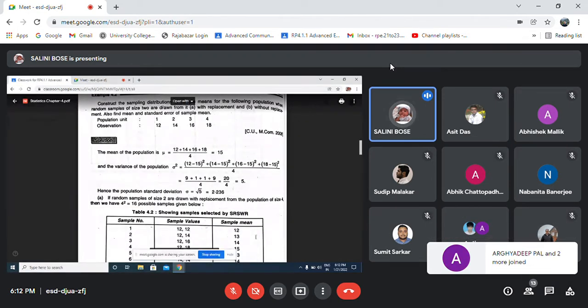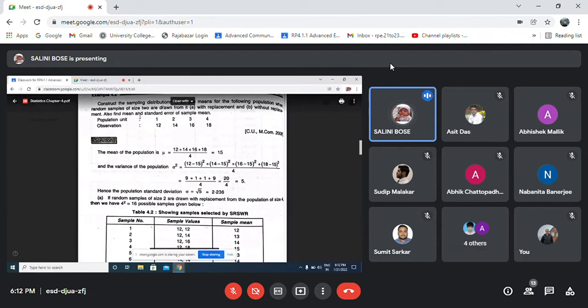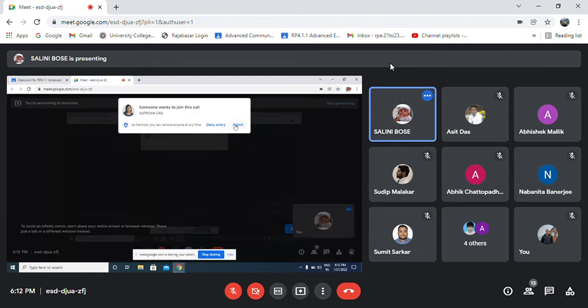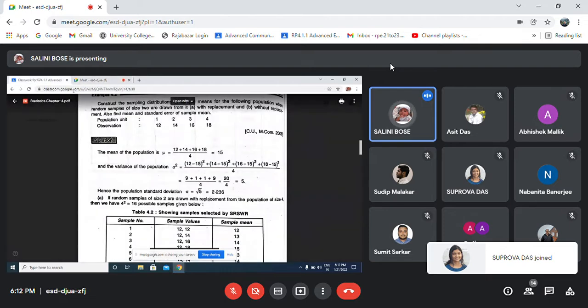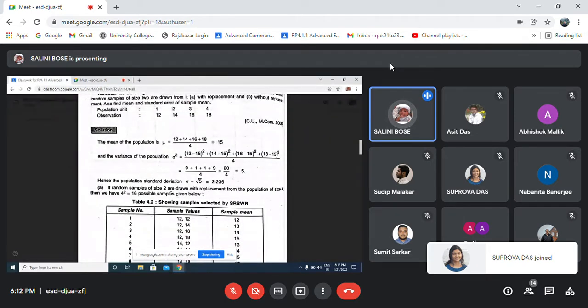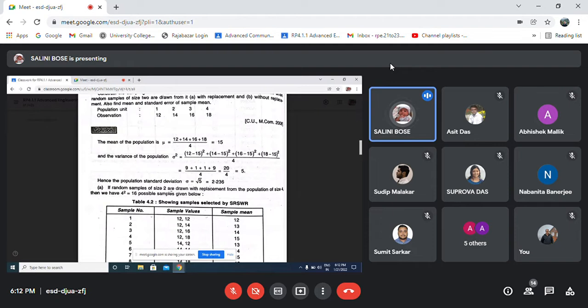আচ্ছা, তাহলে কী বলছি? As the random sample of size 2 is to be drawn from the given observations, for each sample the size is 2. So for the first sample, just see, how many sample sets will we have? Obviously, we know that will be n square with replacement. The total possible samples will be n square. Here the population units are 4, so 4 square, that is 16 possible samples.